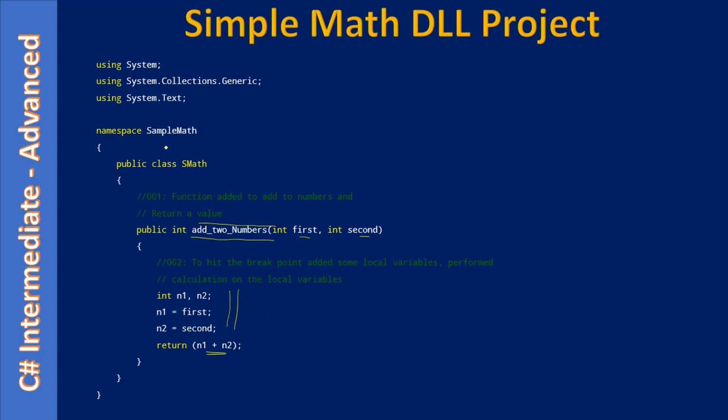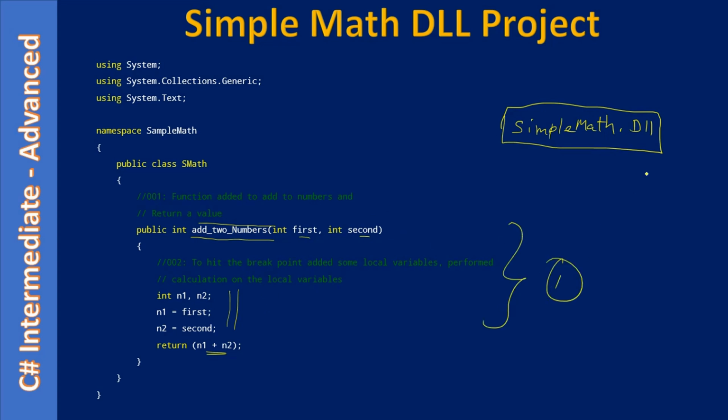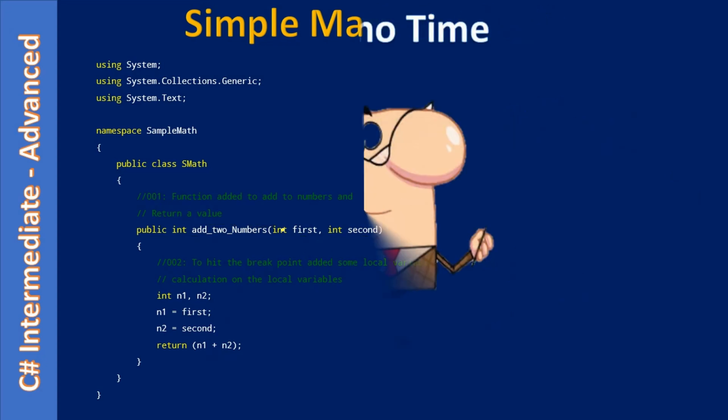So this is the DLL project. The DLL project name is simple math, and this will produce a DLL called simple math.dll, and this DLL exposes only one function, add two numbers only. Alright, so now we will create this project.